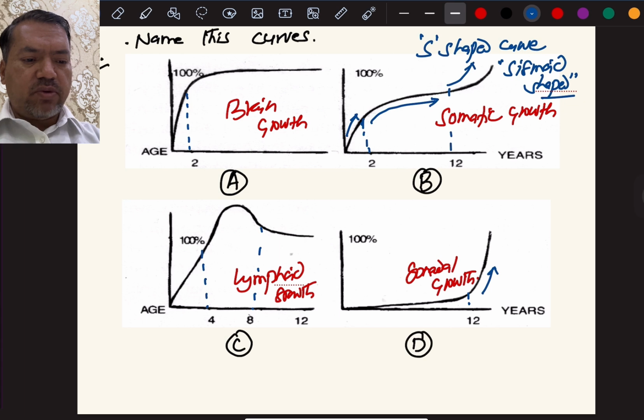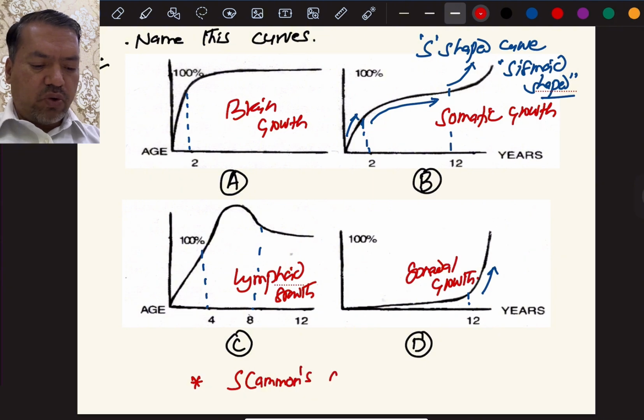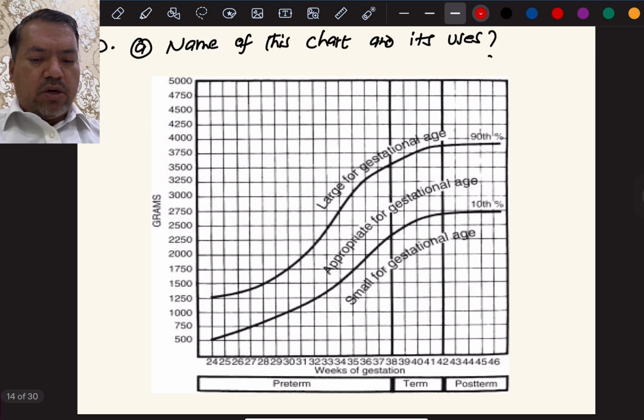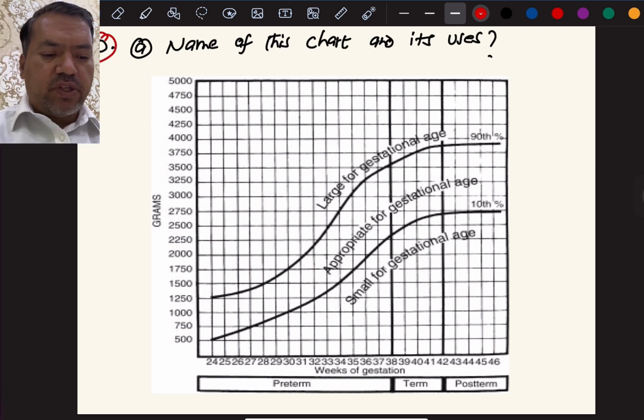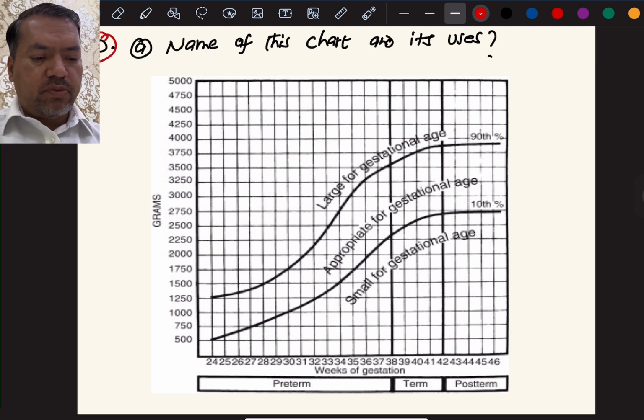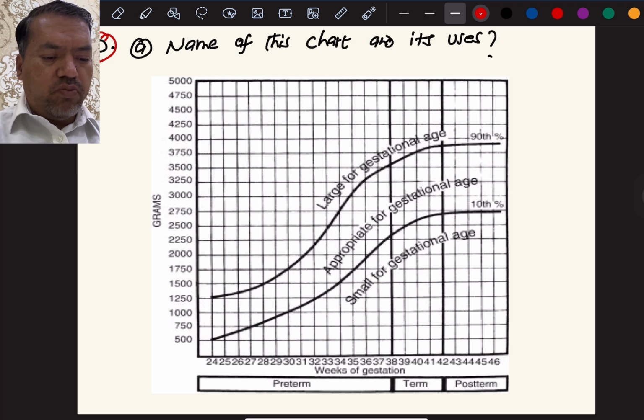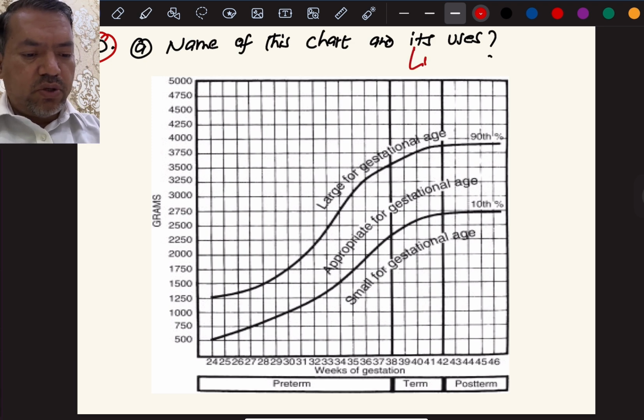Now, what are the names of these curves? This is a favorite question. This is called Scammon's curve. Scammon's growth curves or Scammon's curve. Now, number 10, name of this chart and its uses. Clearly see here. This chart is used to classify what type of newborn is delivered. This is called Lubchenco chart.